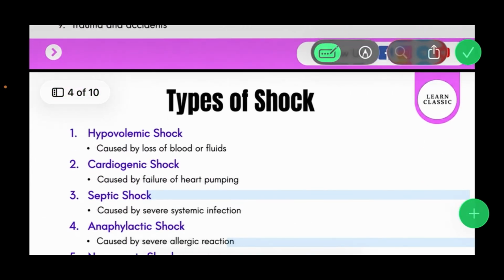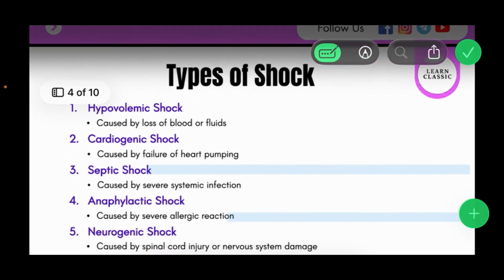Now coming to the types of shock. This is a very important part. Now hypovolemic shock. So what is hypovolemic shock? Hypovolemic shock is caused by loss of blood or fluids. It causes decreased blood volume and reduces the oxygen supply to organs. It can result from severe bleeding, burns, vomiting, diarrhea, or dehydration. Let me give you an example. A person who loses a lot of blood after a road accident may develop hypovolemic shock because the heart cannot pump enough blood to the body.